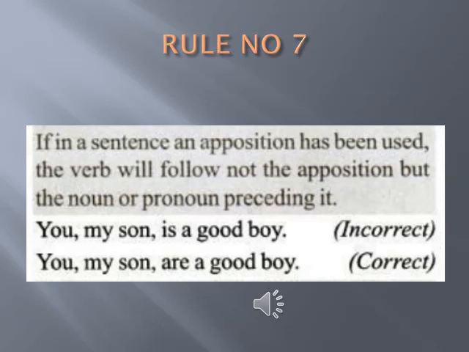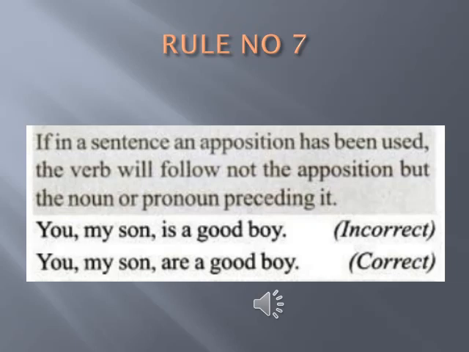Rule number 7 of spotting the errors. If in a sentence an apposition has been used, the verb will follow not the apposition but the noun or pronoun preceding it. So what is preceding the apposition? That you have to keep in mind.